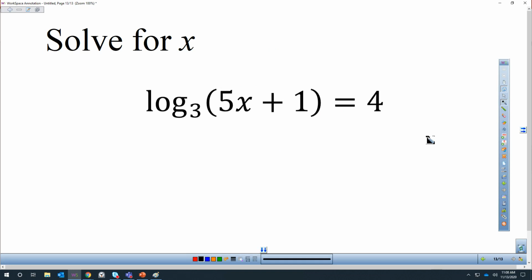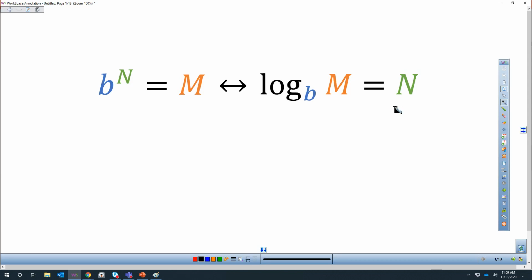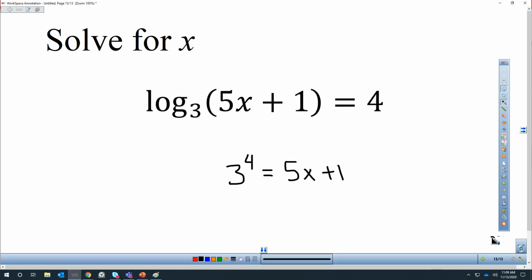So here's one last example. We're going to take log base 3 of 5x plus 1 equals 4 and rewrite that in exponential form. So 3 to the 4th power equals 5x plus 1. So again, I'm just taking this from this form and converting it into this form. And once I've done that, instead of having x by itself, like I did on the first couple of problems, I have an expression with x in it that I need to work at to get x by itself.